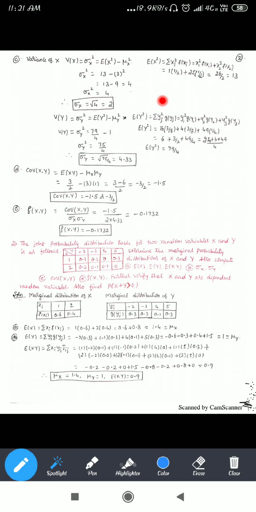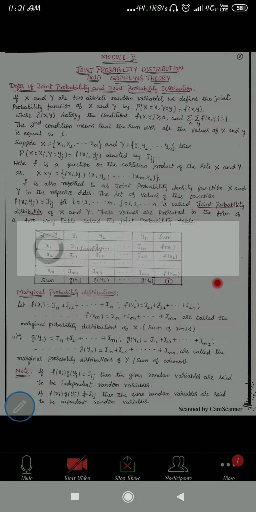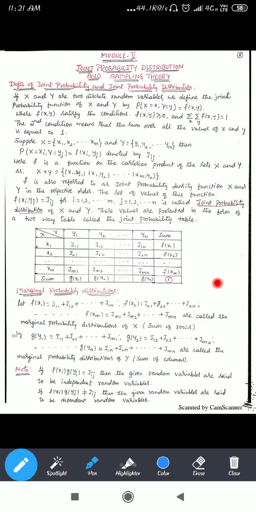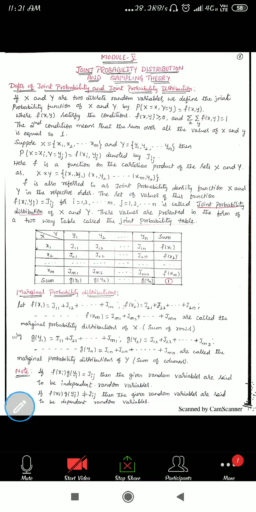Now the main thing in this is to verify whether x and y are independent variables. So dear students, we will see the condition for dependent variables. What is the condition for dependent variables? See, f of xi g of yj should not be equal to j of ij. Then they are dependent variables. If it is equal, they are independent random variables. Okay, we will see that.